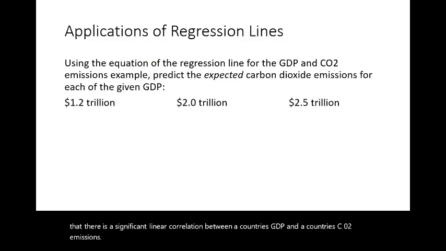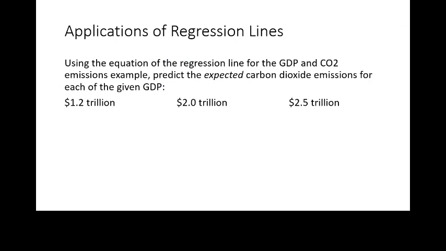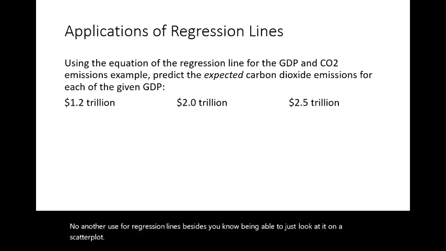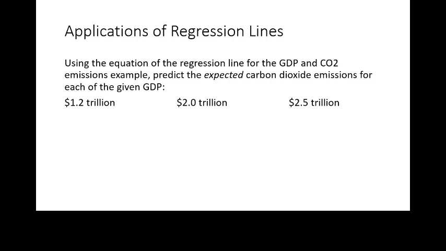Now, another use for regression lines, besides being able to just look at it on a scatter plot, is that regression lines are used to predict the y value for a given x value. So as long as that x value is within the range of the original data, you can use your regression line to calculate the predicted y value for that given x value. And what you will do is plug your given x values in for x in your regression line.